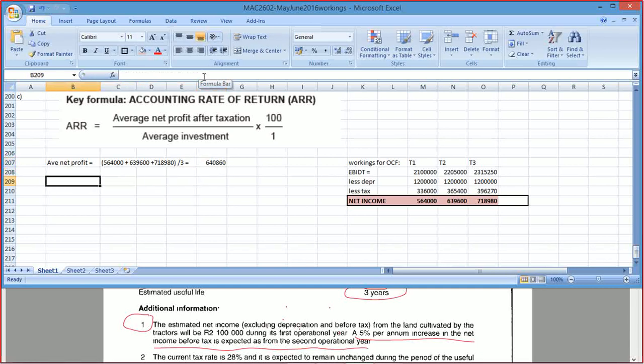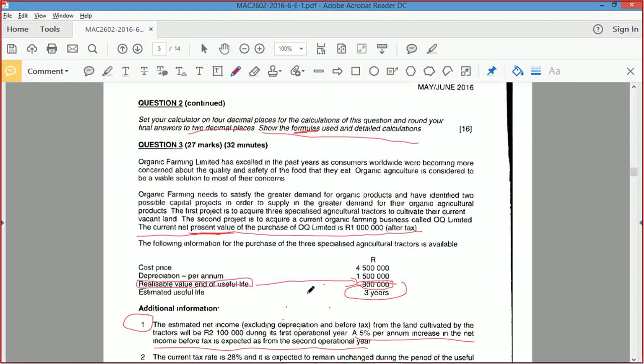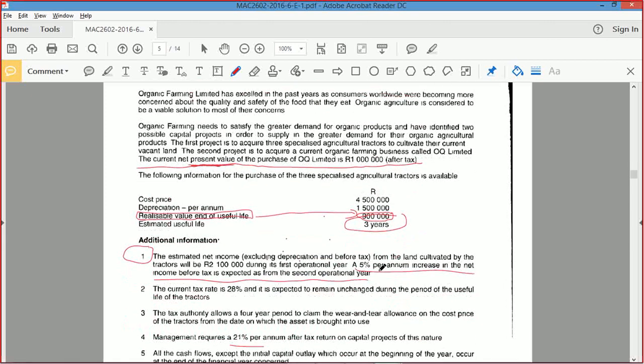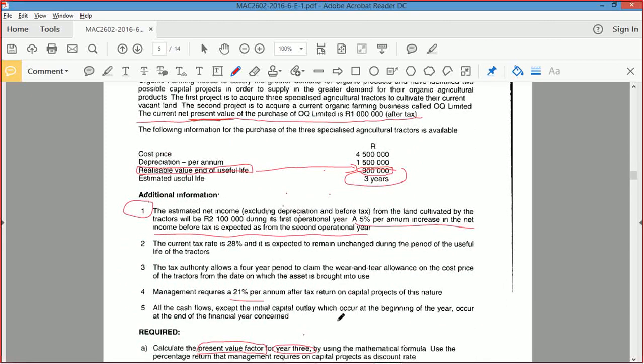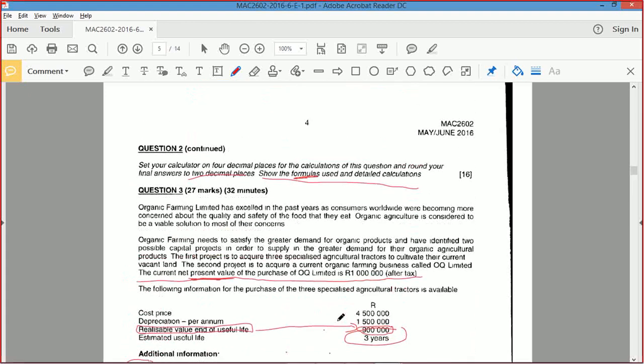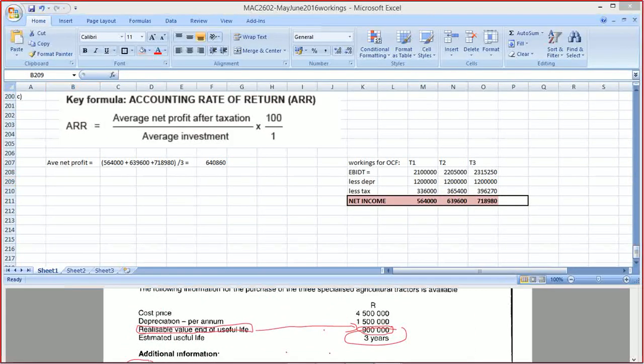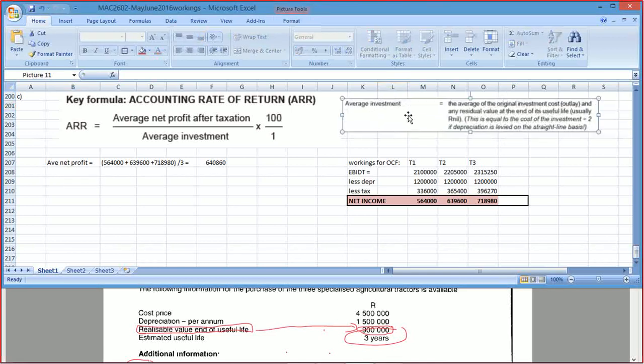Average investment. What investment did we have here in the project? It was just the cost price, 4.5 million. That was it, hey? Let's check. Yeah, that was it. Average investment must be the average of the... Oh, okay, I'm just checking the theory here. I'm just reading this in the textbook. Let me paste it here as well.